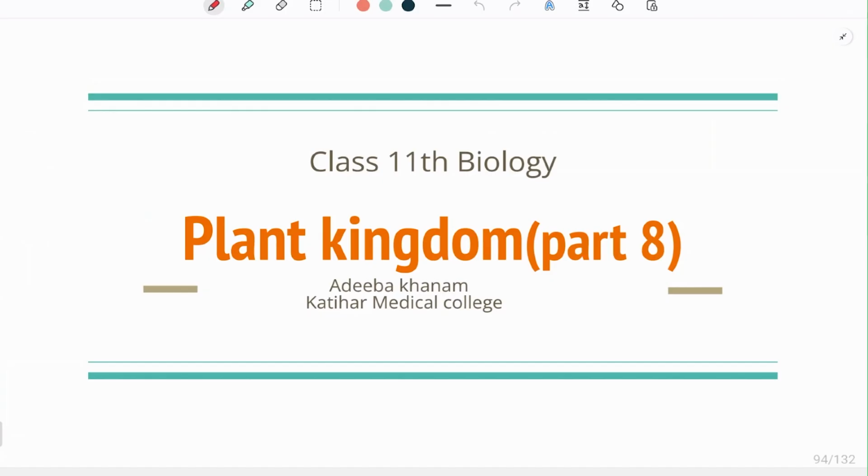We have already been through algae and bryophyte in great detail, and we will start from pteridophytes in this session. So, pteridophytes come under Tracheophyta.